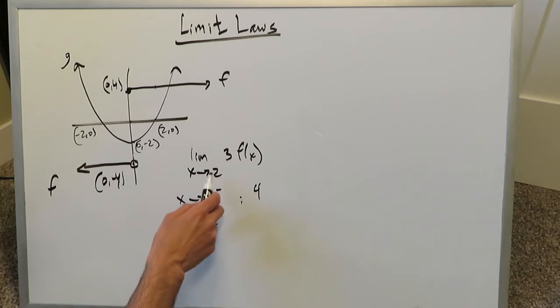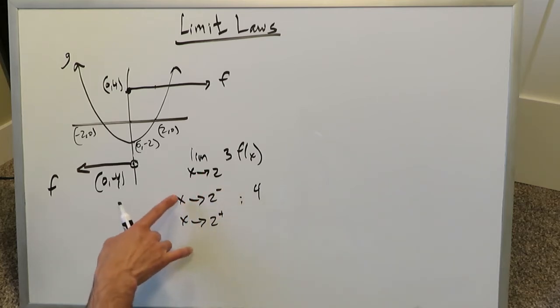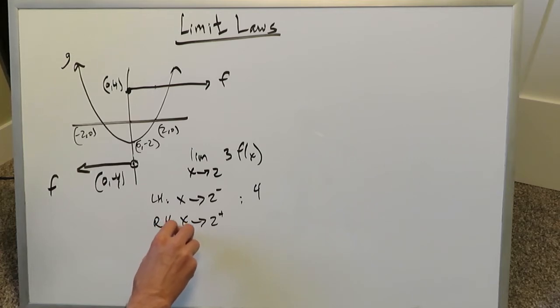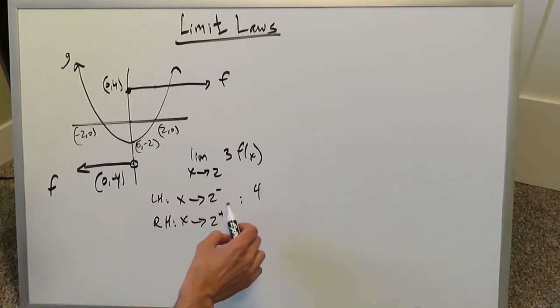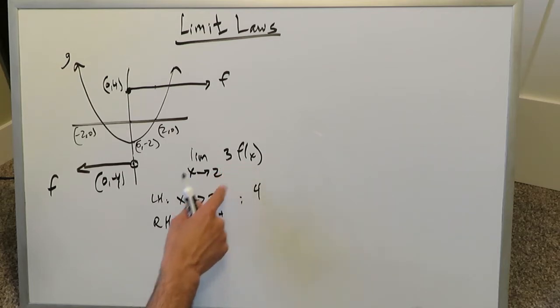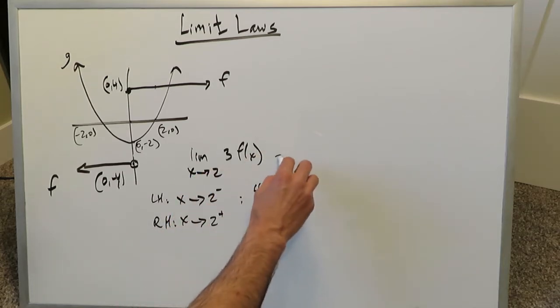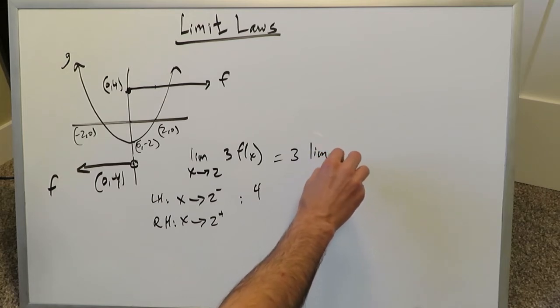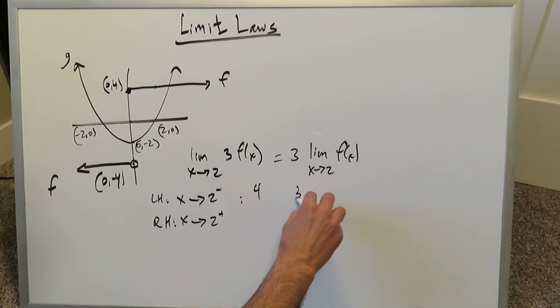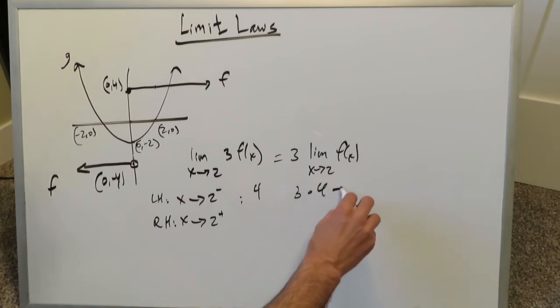So as x approaches 2, you can clearly establish right hand and left hand limits, and they're both equal to each other, so the limit exists, and that limit happens to be 4. But that's just the limit as x approaches 2 for f of x. When you have the constant multiple law, you're essentially looking at 3 times the limit as x approaches 2 of f of x, and we've already established that is a 4, so you do 3 times 4 and your answer for this question is 12.